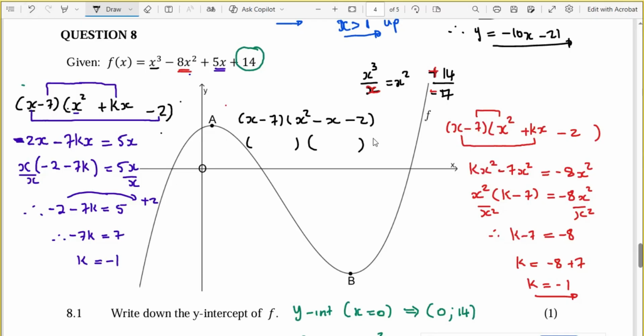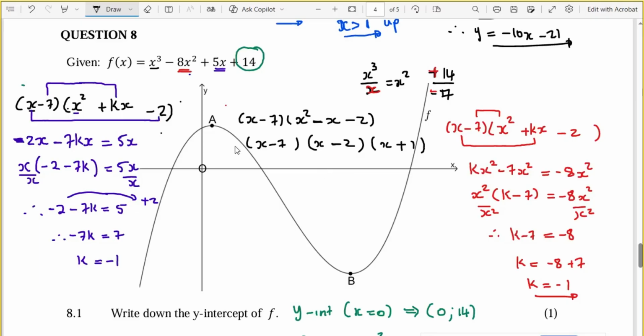Okay, so it makes sense. I factorize the other part, this will be x minus 7. This will be x. The factors of 2 are just 2 and 1. Since it's negative, one should be negative, one should be positive. We give the bigger number the negative sign, the sign of the middle one. Then this is fully factorized. Then you are done.